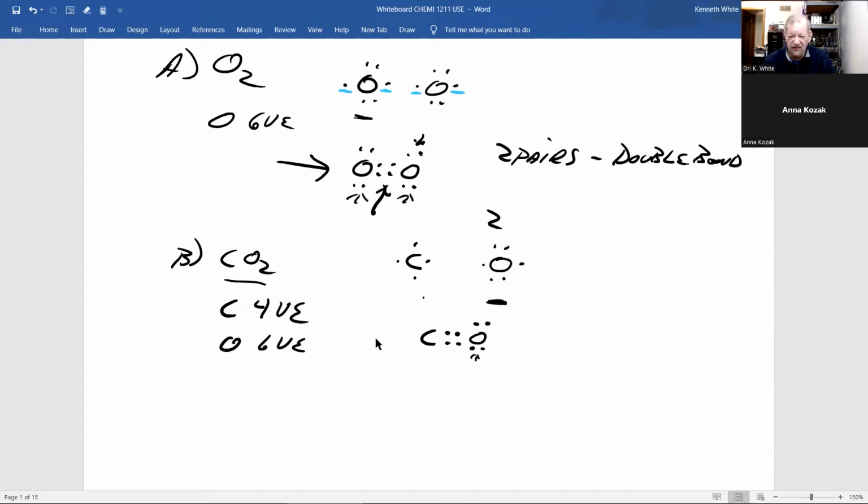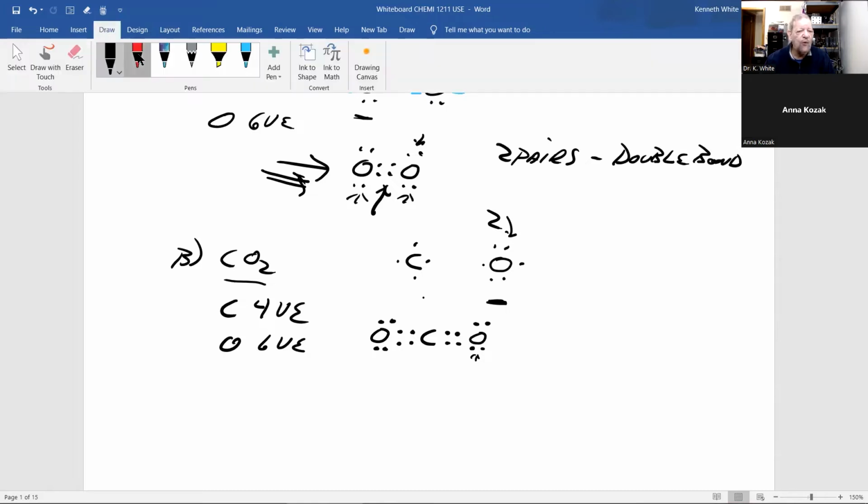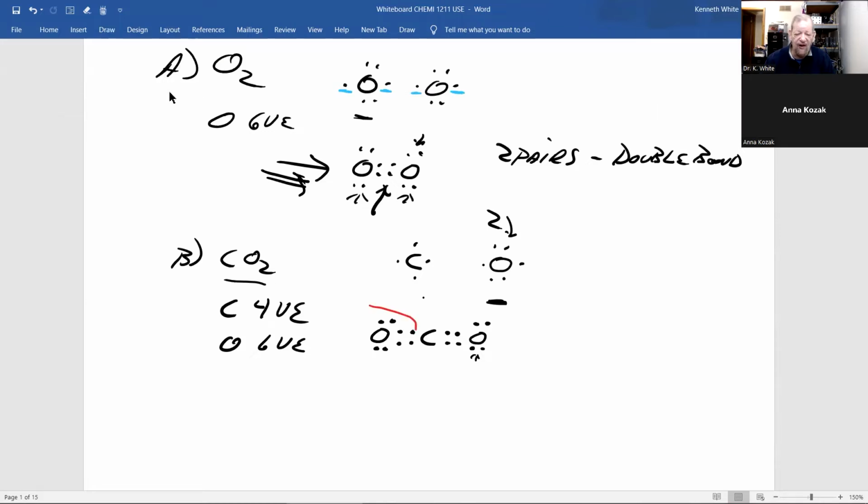Now there are 2 of these. So the other oxygen says, oh, you've got 2 left, I've got 2. Let's share. And they do. Now, I didn't mention up here, but all atoms except for hydrogen, when they're in a covalent bond, want to have 8 valence electrons. So if we look at all the shared and non-shared electrons in that oxygen, 2, 4, 6, 8.